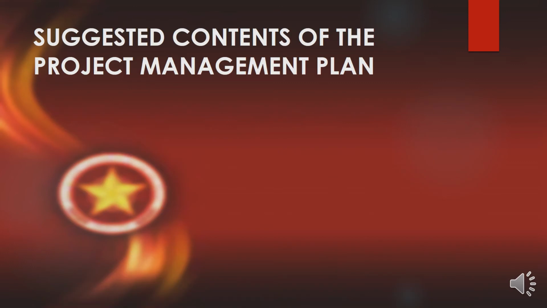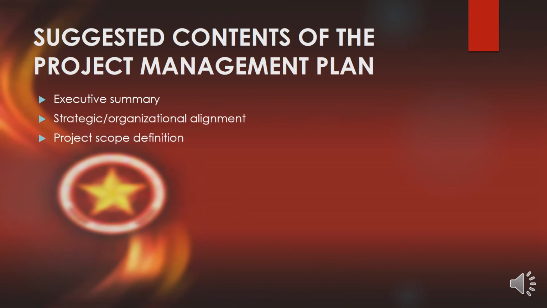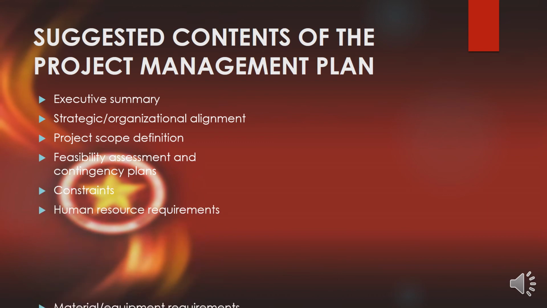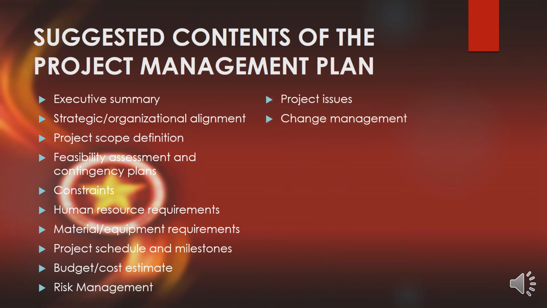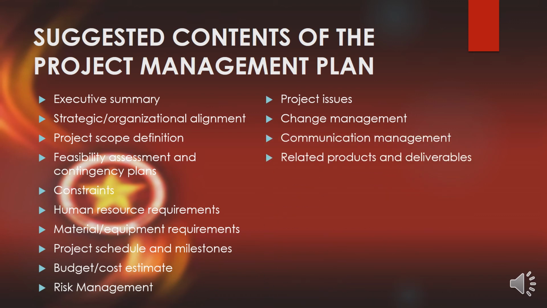The suggested contents of a project management plan are executive summary, strategic organizational alignment, project scope definition, feasibility assessment and contingency plans, constraints, human resource requirements, material and equipment requirements, project schedule and milestones, budget, cost estimate, risk management, project issue, change management, communication management, related products and deliverables, approvals, attachments.